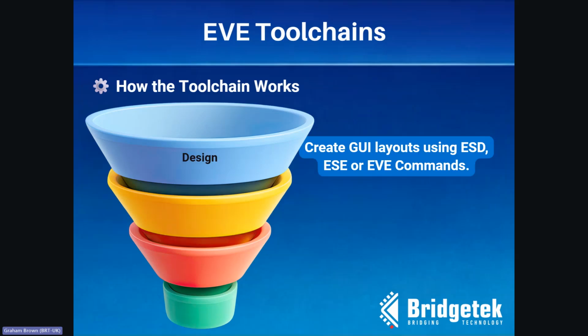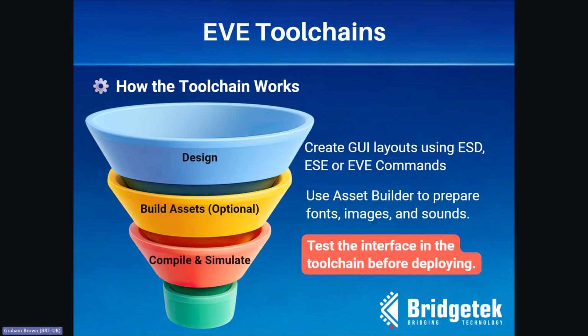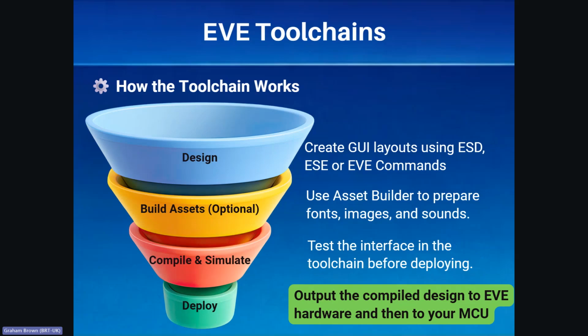Thank you, Aaron. So when you're developing for EVE, this is just an outline of how you can do it. First of all, you can create your GUI layout using the EVE Screen Designer, EVE Screen Editor, or our code-based projects. You can then use the EVE Asset Builder to prepare fonts, images, and other assets. You can test the interface in the toolchain before you deploy it. And finally, you can output the compiled design to the EVE hardware and then incorporate into your MCU application.